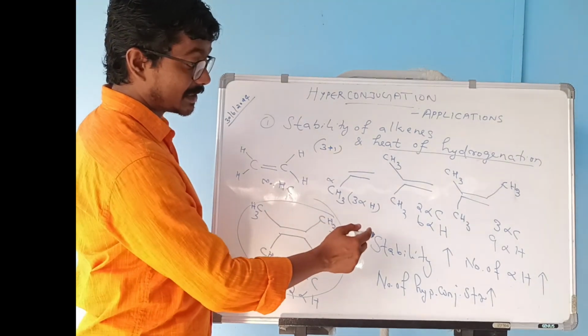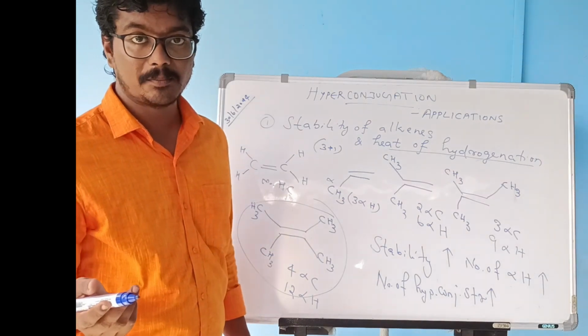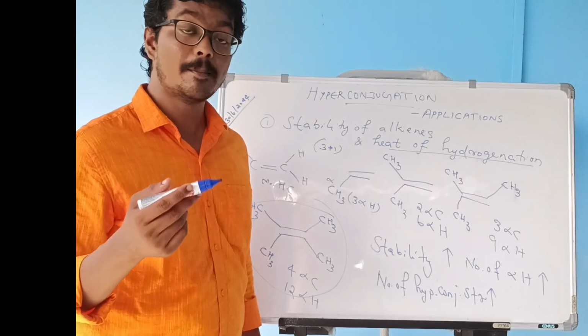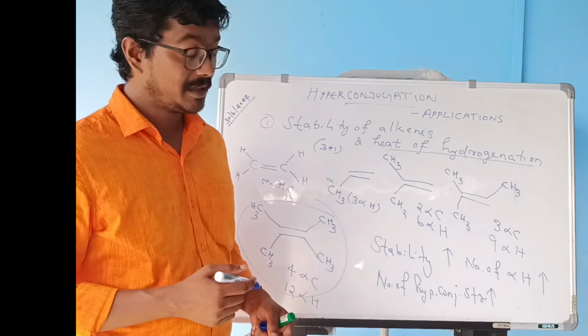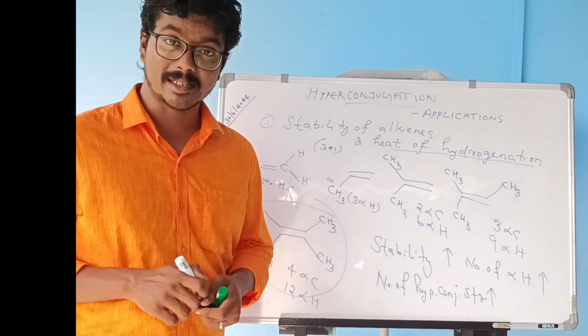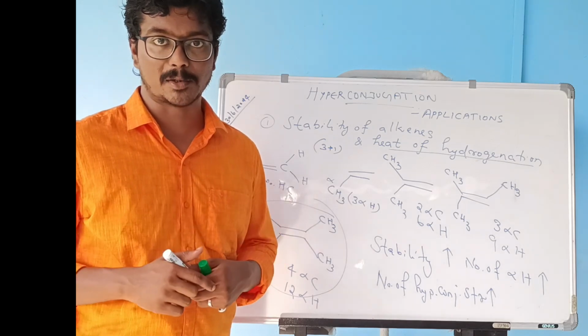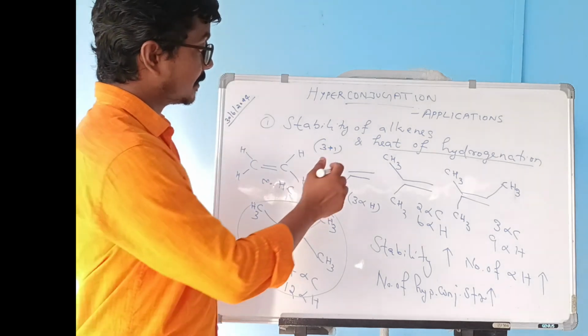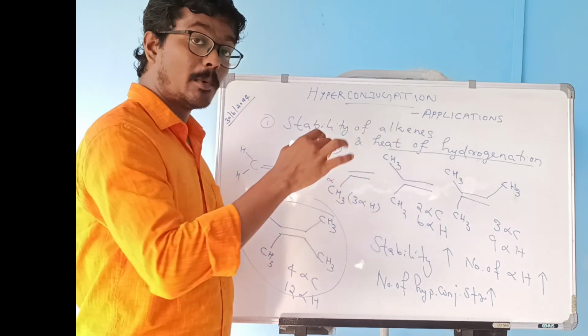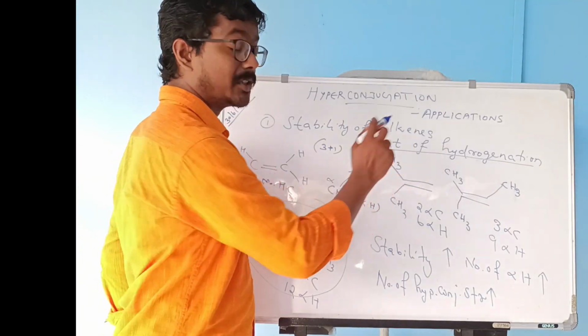Okay. When the stability increases due to the increase in the number of alpha hydrogen atoms, which increases the number of hyperconjugated structures, a highly stable compound has less energy. So the least energy is possessed by that particular compound. Hence, the more stable the alkene is, the less the heat of hydrogenation.